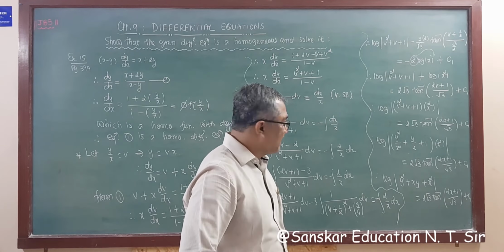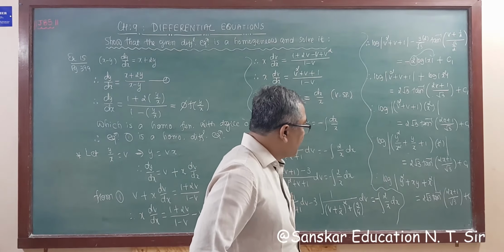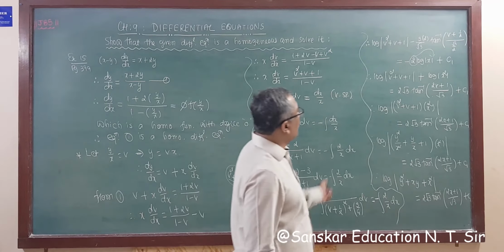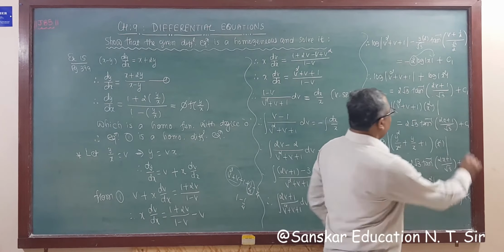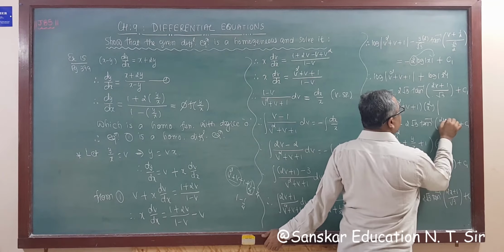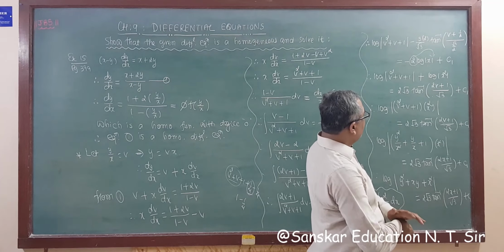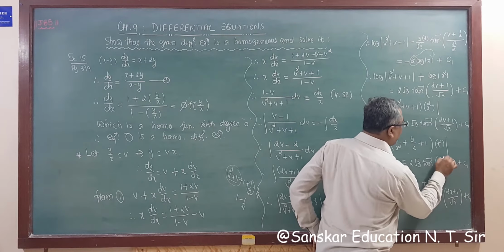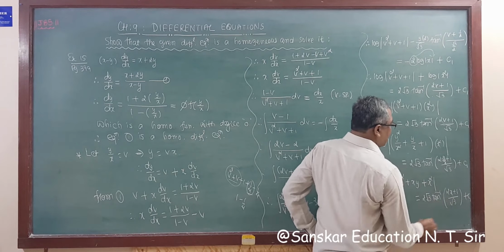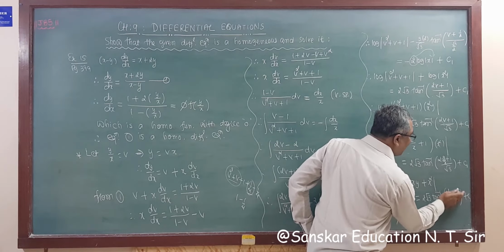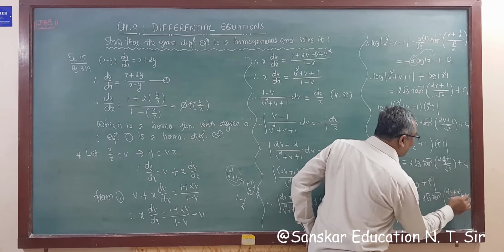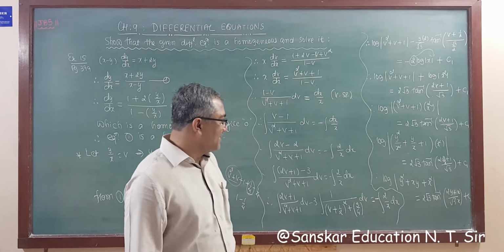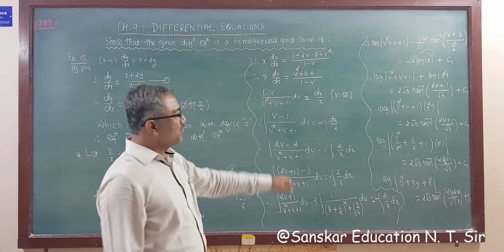x square plus y square plus xy is equal to 2 root 3 tan inverse of (twice y plus x) upon root 3 into x. Here we make one mistake. This is v, right. So what is our answer? Twice y by x. If we substitute y by x here, we get x. So this is, sorry, twice y plus x upon root 3 into x. That is your answer, right. So this is a solution of the differential equation.